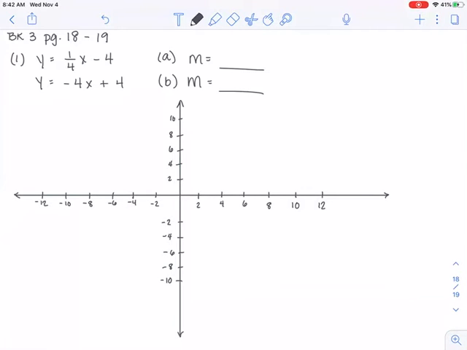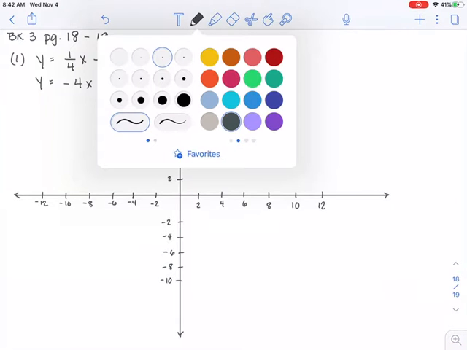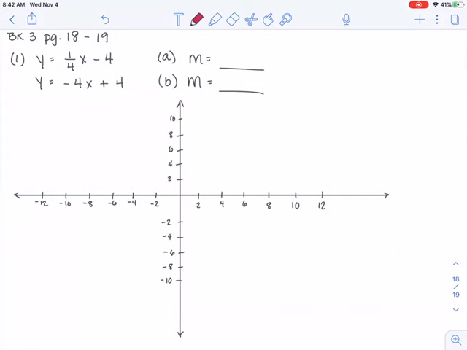Alrighty, looking at pages 18 and 19, I just want to go over a couple things really quickly. Page 18 talks about parallel versus perpendicular lines. Parallel lines have the same slope and a different y-intercept, okay?